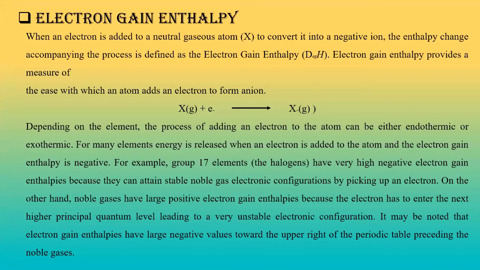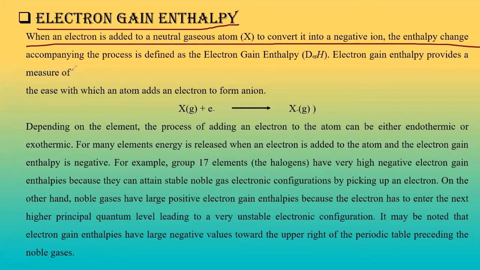Let us go to the next slide. Another important topic we have here is electron gain enthalpy. Now what is happening here? When an electron is added to a neutral gaseous atom, it gets converted to a negative ion. The enthalpy change is called electron gain enthalpy.